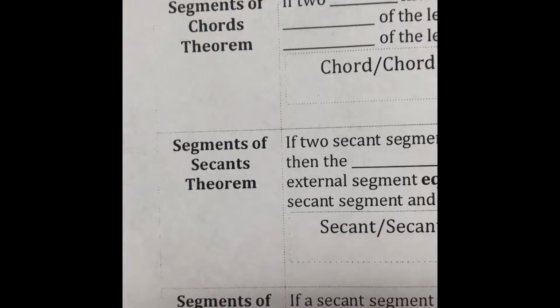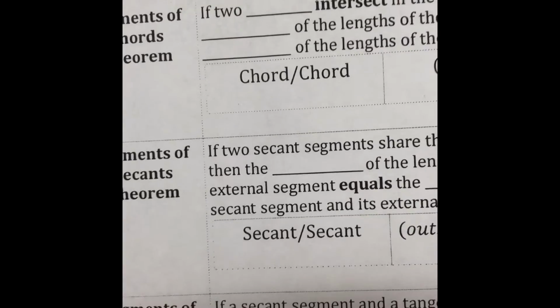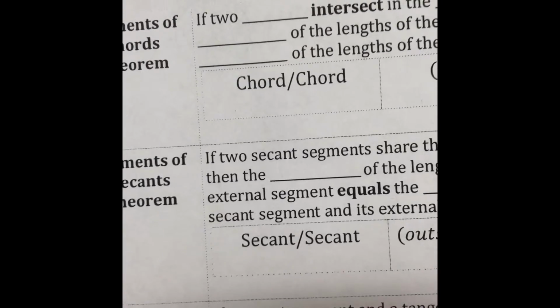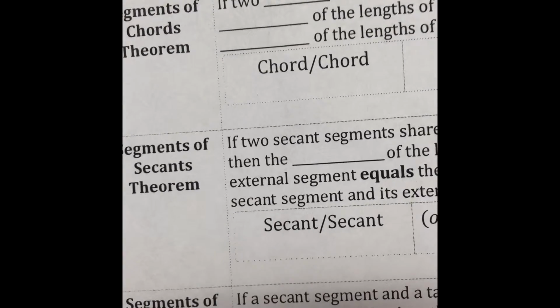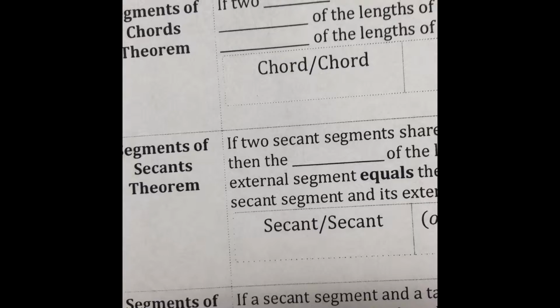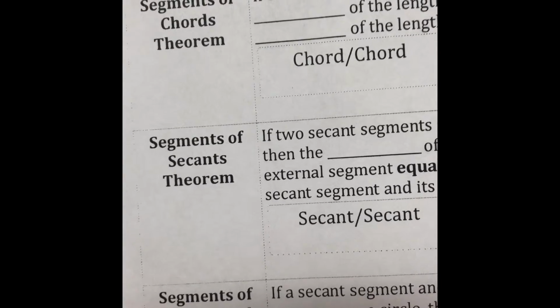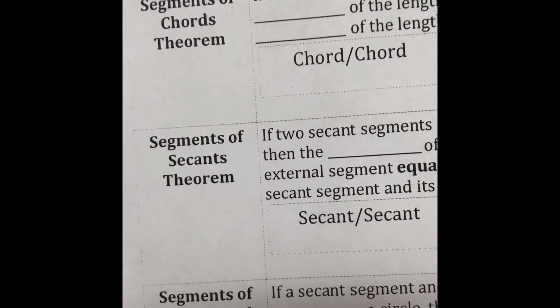So in 10.6, we're learning about segment relationships as opposed to angles. What that means is we're looking for the lengths of chords and secants and tangents instead of the angles that they're creating. The first one that you have is when you have two chords that cross.